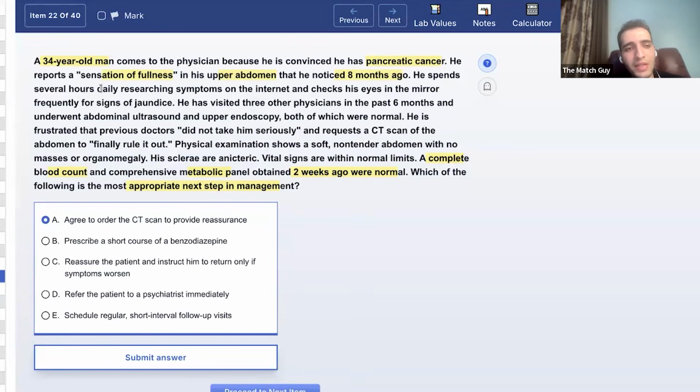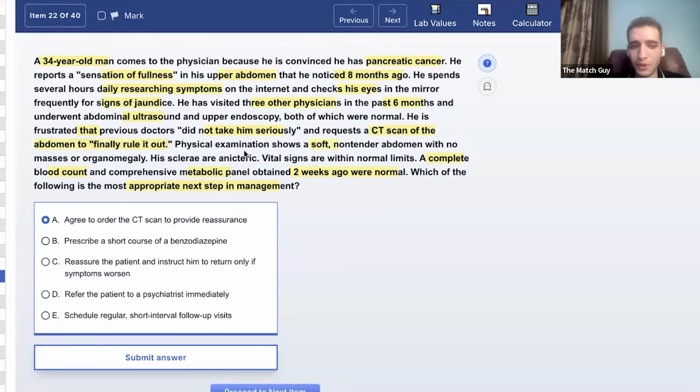He spends several hours daily researching symptoms on the internet, checks his eyes in the mirror frequently for signs of jaundice. That's probably something he read on the internet. He has visited 3 other physicians in the past 6 months. He underwent ultrasounds. He has been frustrated that previous doctors haven't taken him seriously and requests a CT scan of the abdomen to finally rule it out. And physical exam shows a soft, non-tender abdomen and everything is fine. So yeah, this person has illness anxiety disorder. He is believing that he has cancer. Extremely high yield to know this.